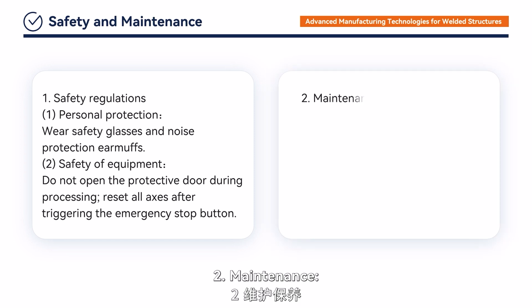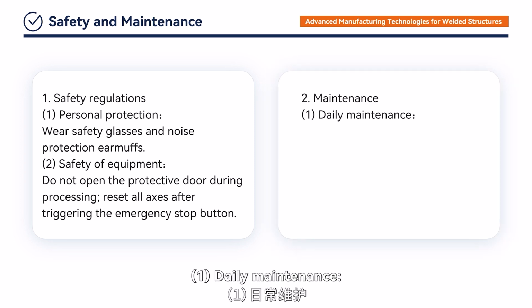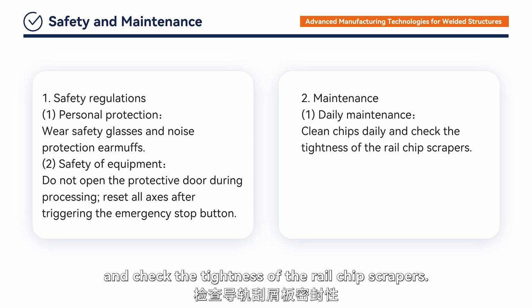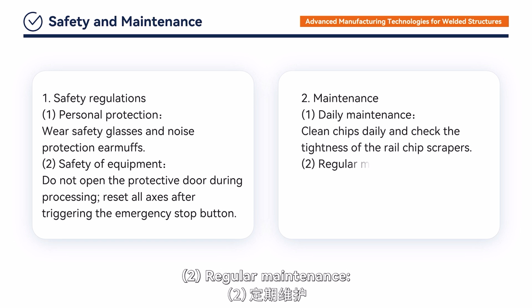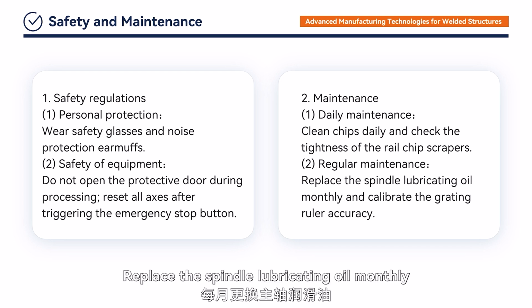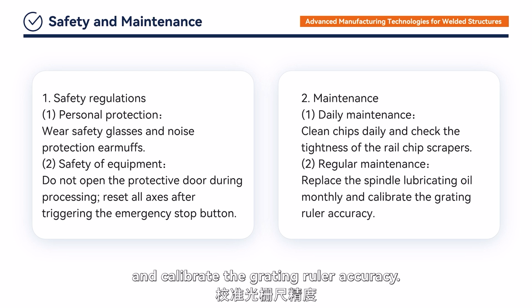2. Maintenance. 1. Daily maintenance. Clean chips daily and check the tightness of the rail chip scrapers. 2. Regular maintenance. Replace the spindle lubricating oil monthly and calibrate the grading ruler accuracy.